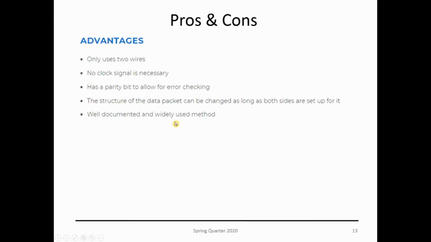Pros and cons. Advantages: it only uses 2 wires, no clock signal, has a parity bit for error checking, and the structure of the data packet can be changed as long as both sides are set up for it. It's a well documented and widely used method.